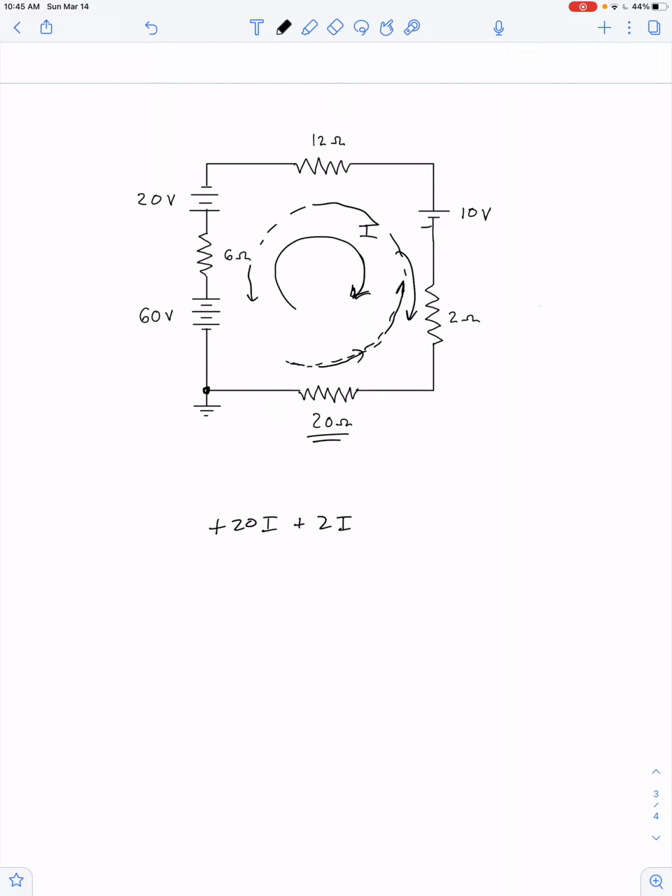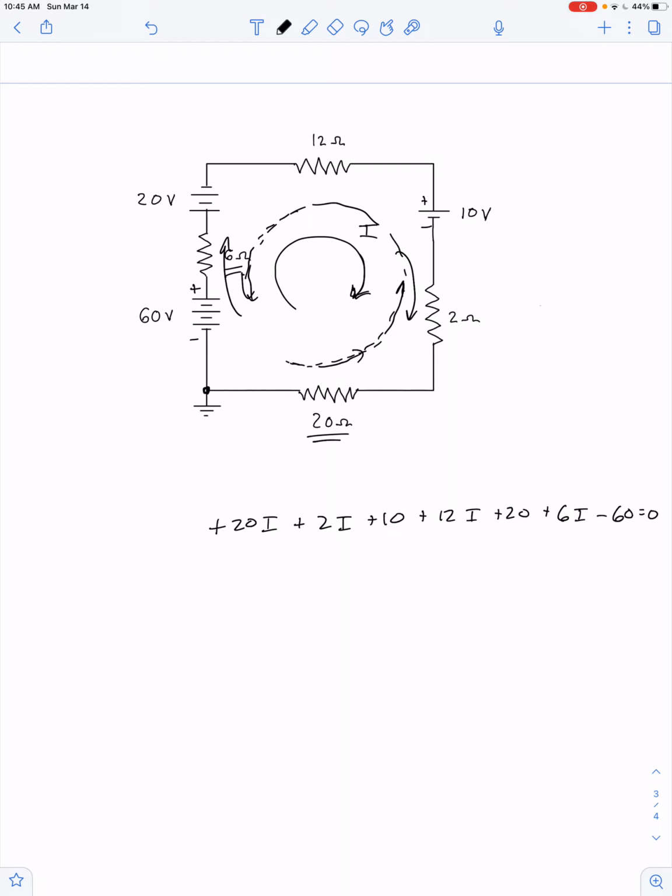And then we're going from negative to positive, so plus 10, plus 12I, plus 20, let's see, is this plus or minus 6I? So we're tracing in this direction, but the current flows in this direction. We're swimming upstream, so to speak, so yeah, it's plus 6I. And then lastly, we're going from the positive to the negative on the 60 volts, so minus 60, and according to Kirchhoff's loop rule, that all has to equal 0.